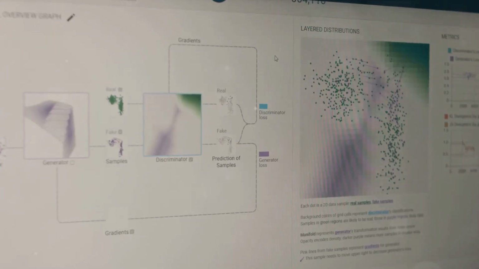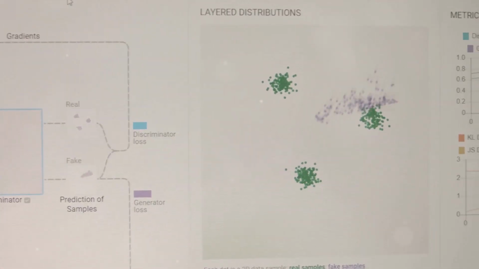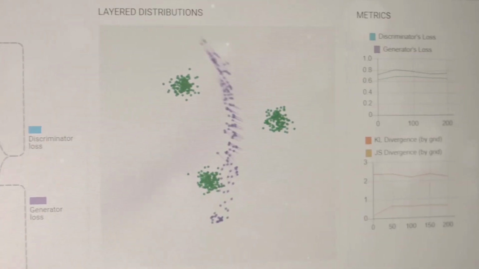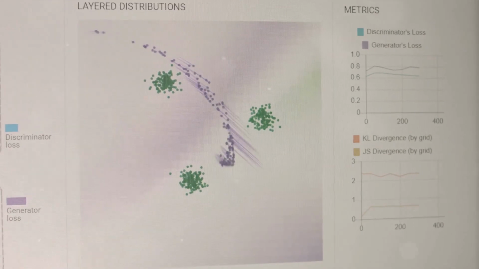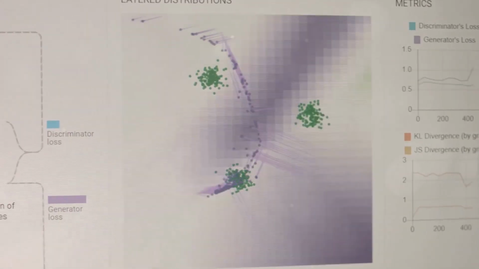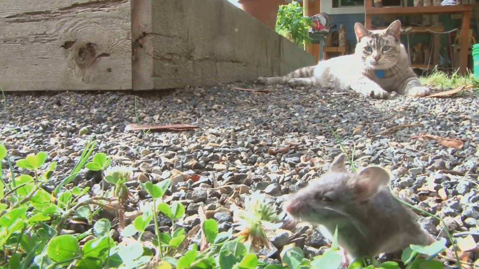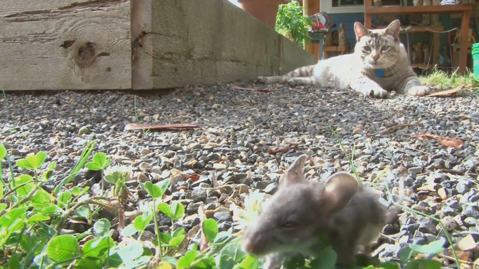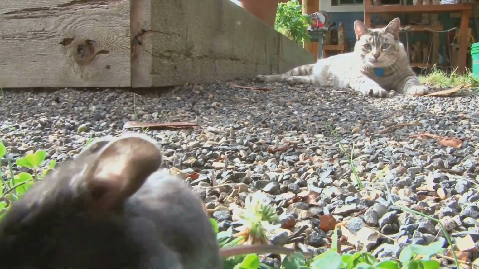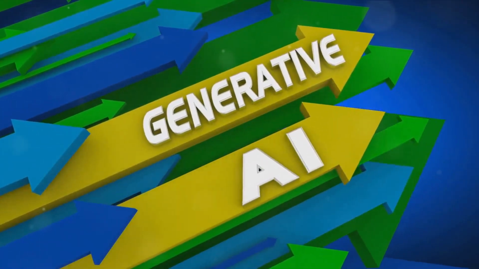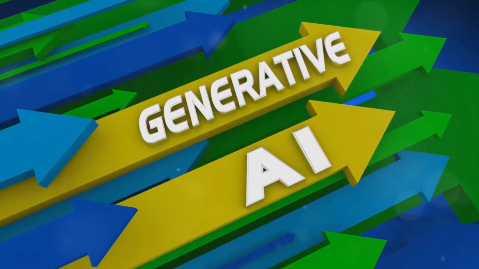The generator is like the artist, creating images from random noise. The discriminator, on the other hand, acts as the critic, evaluating the images produced by the generator for their authenticity. It's a constant game of cat and mouse, with the generator trying to fool the discriminator and the discriminator becoming ever more discerning. Over time, this dynamic pushes the generator to create increasingly realistic images.